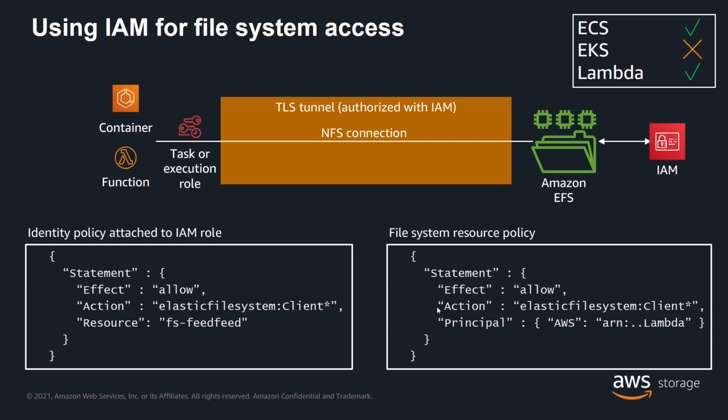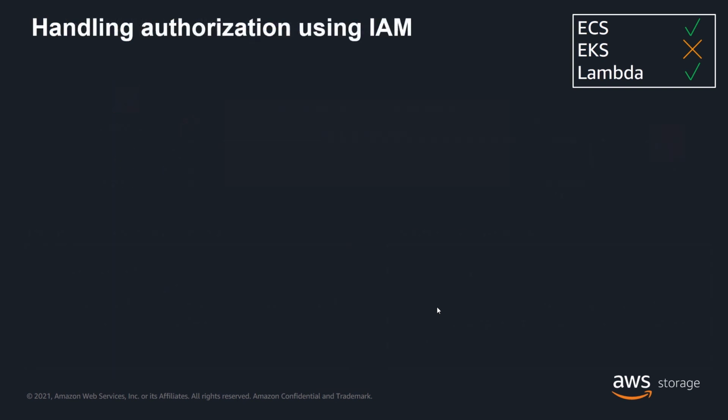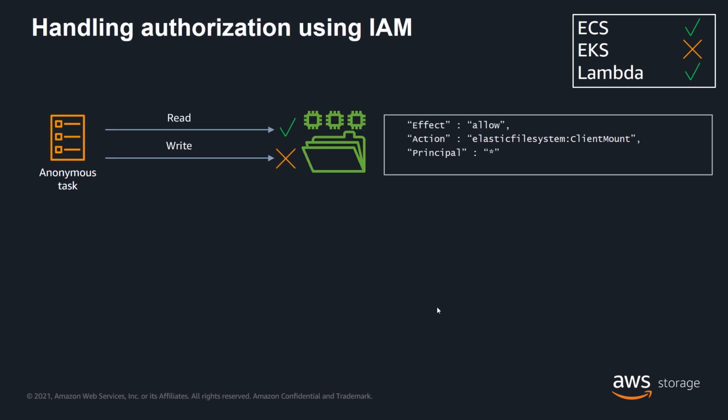So let's talk about handling authorization using IAM. There are 3 degrees of authorization with EFS. First is client mount, which allows a client to mount a file system but not write any data or perform any operations as root. When you do client write, you can read and write as any user except root, with root operations squashed to a reserved UID. And lastly, you can add client root access, which lets you read and write as all users, including root.